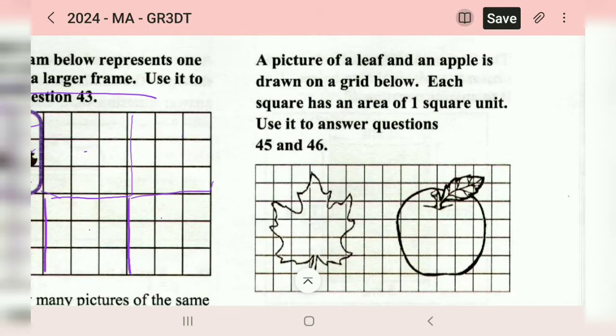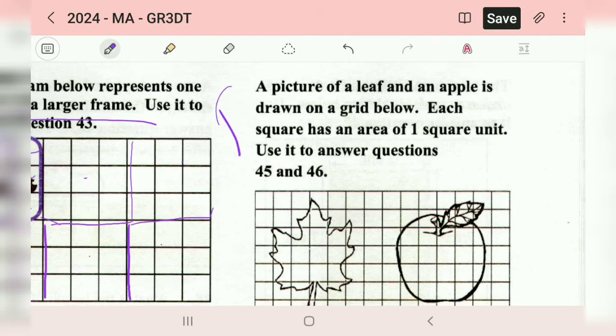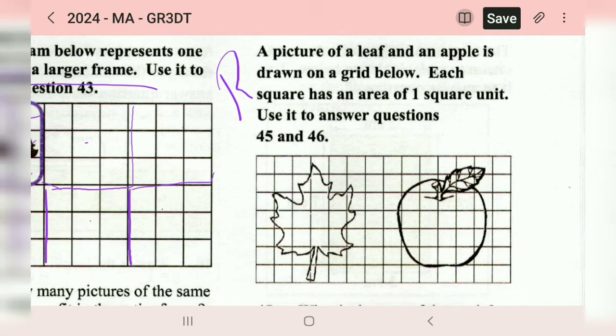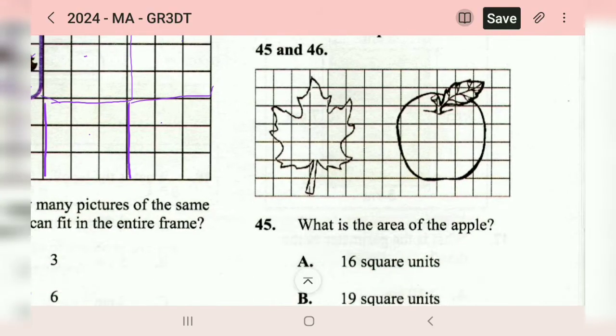This is a repeat item, a big R. I think this comes on the 2019 paper. A picture of a leaf and an apple is drawn on a grid below. Each square has an area of 1 square unit. Use it to answer items 45 to 46. Let's go. What is the area of the apple?